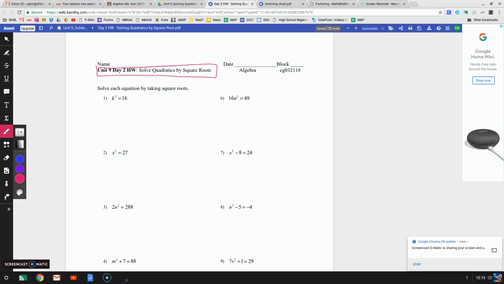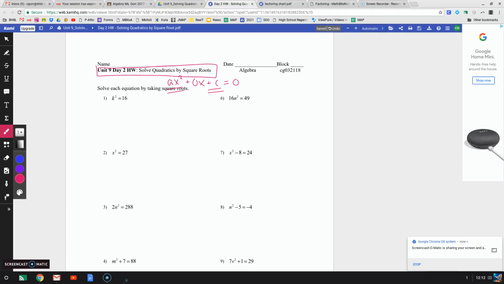Now, not all quadratics can be solved by using square roots, and I know that I'm going to be able to solve these with square roots when I notice that there is no middle term. So notice that I end up with an ax squared plus a 0x plus a c equals 0, where my c value and my a value are both perfect squares.